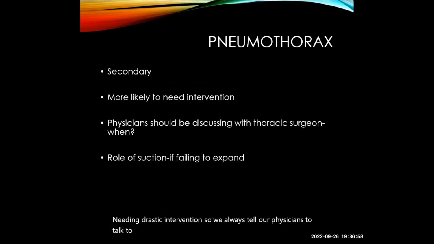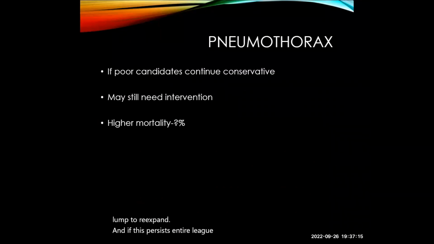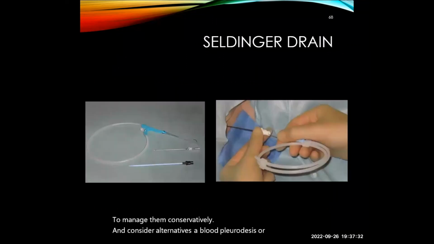And then comes the question of, do you put the drain on suction or not on suction? So if there's failure of expansion, you will put negative suction on the drain with an underwater seal or a digital drain. We'll come to that later. And that will allow the lung to re-expand. And if there's persistent air leak, then we intervene surgically. If the patient's comorbidities are too much, then you may have to manage them conservatively and consider alternatives like a blood pleurodesis or a talc pleurodesis.